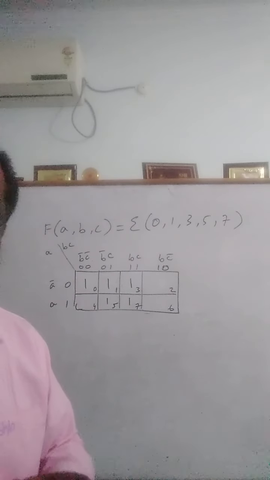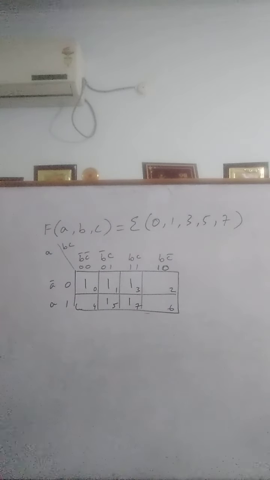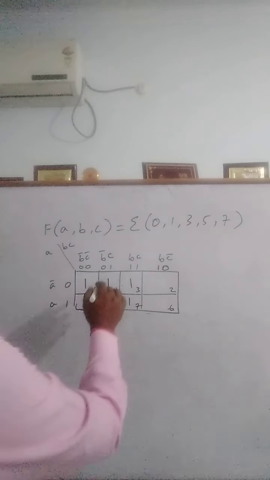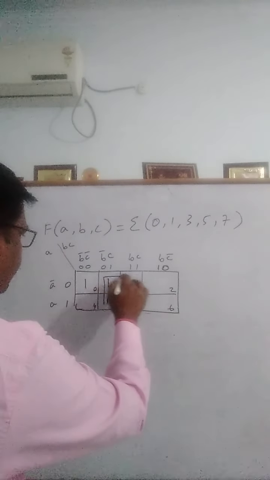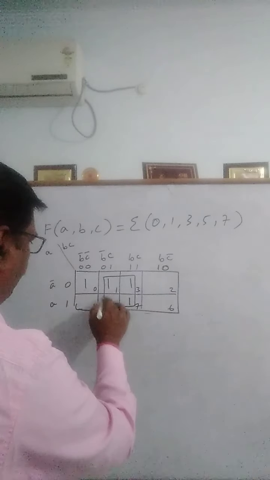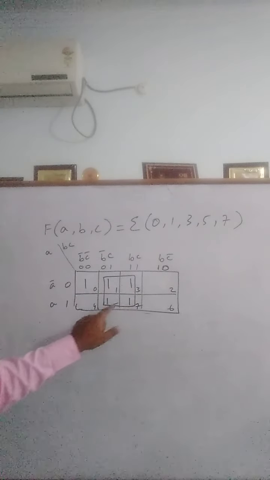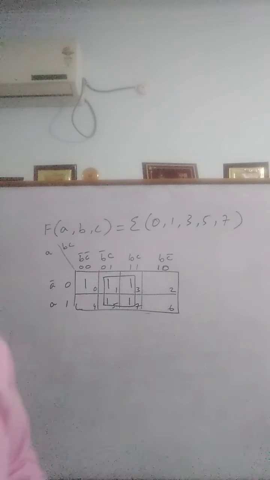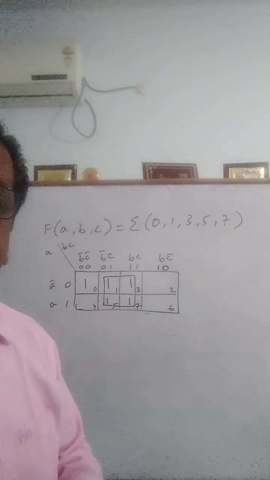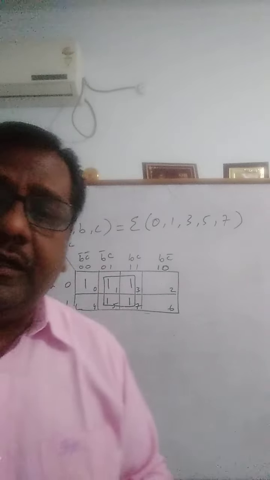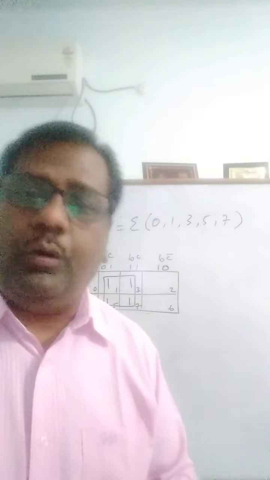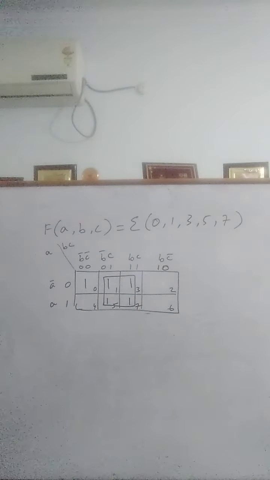Once you have plotted the values, you are supposed to create the groups. How will you create them? You are seeing all the 4 ones which are adjacent to each other: 1, 2, 3, 4. All these 4 ones are adjacent to each other, and when the ones are adjacent to each other, we will be creating the quad. Therefore, we have created a quad here.